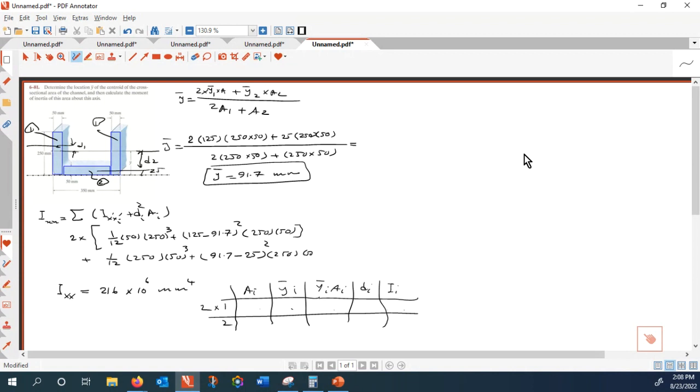When you look at the formula sheet for a rectangle, the rectangle presents 1 over 12. Yes, 1 over 12 is with respect to the center, and 1 over 3 is with respect to the bottom. But you don't need to memorize it. The formula sheet will tell you which one is which.